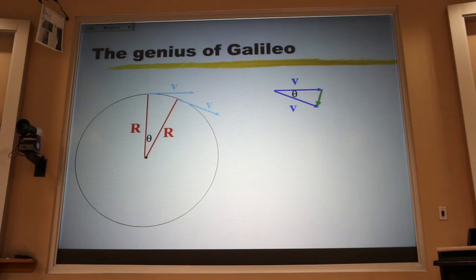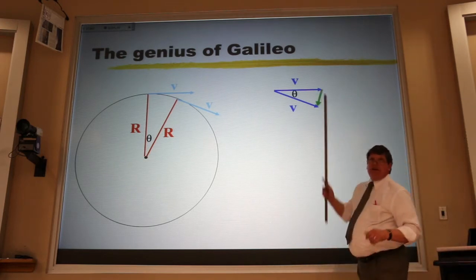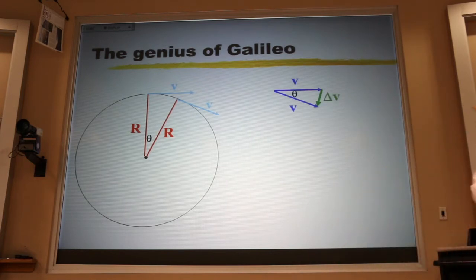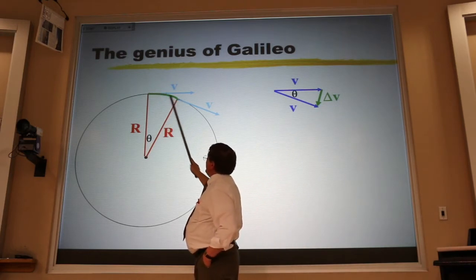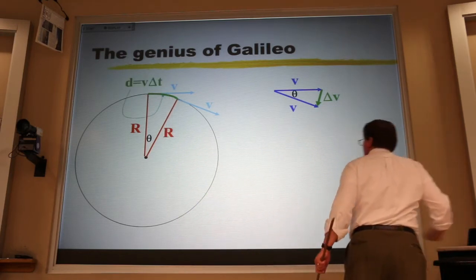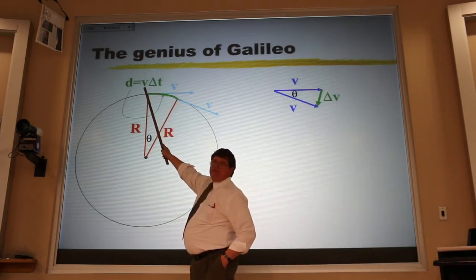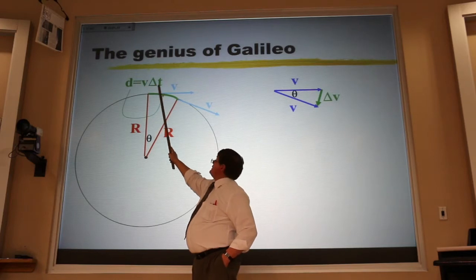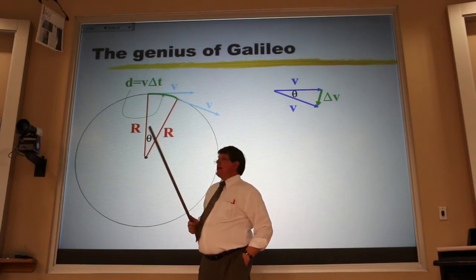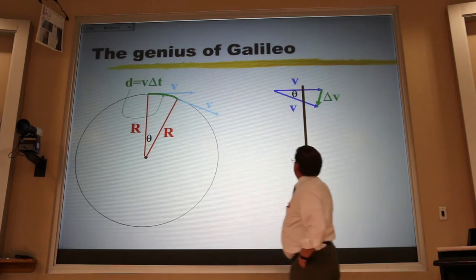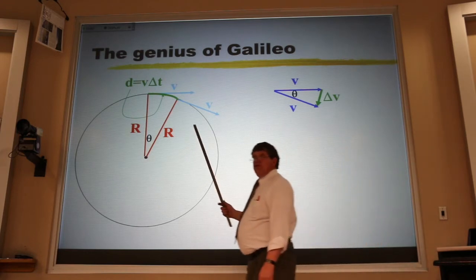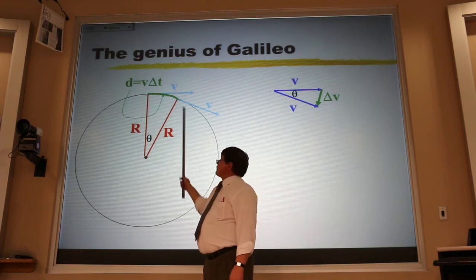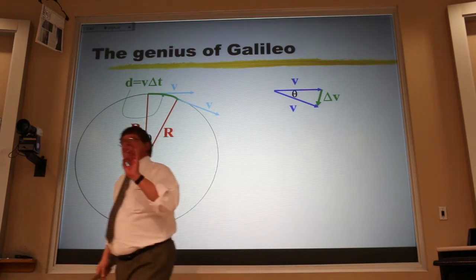Now, what Galileo was looking for was this vector here, the change in velocity that happens in a time interval delta t. And here's where he was ingenious. He looked at this little arc right here, and that arc is how far you've traveled in a time delta t. That's how fast you're going, how many meters you go per second, times how many seconds. And he said, this triangle is similar to that triangle. Now, most of us wouldn't have made that connection because we'd say, doofus, that's not a triangle, that's a curve. But our friend Galileo was brighter than that.